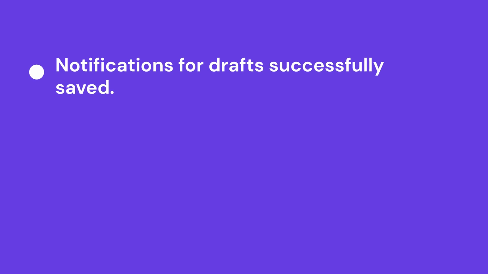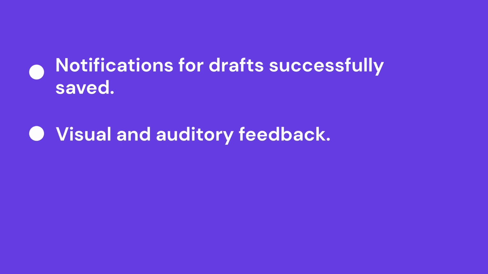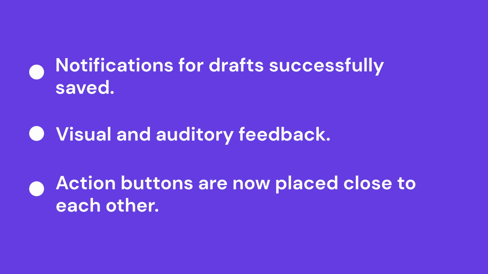WordPress also continues its effort to foster an inclusive environment, so this version comes with more than 50 accessibility enhancements. They include more descriptive notifications for drafts successfully saved for screen readers, and accessible visual and auditory feedback for changes in the navigation block as they happen, so users would not feel as if nothing happened. Action buttons are now placed close to each other, helping users with low vision and cognitive impairments to do quick editing. And those are the WordPress 6.0 new feature updates.